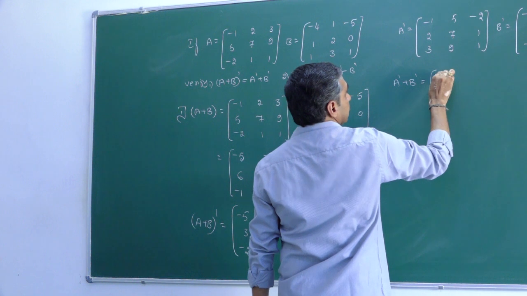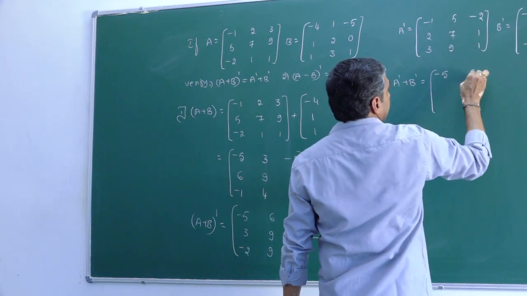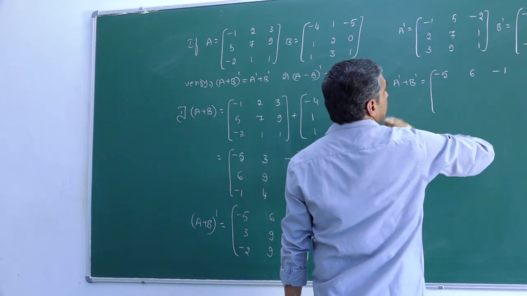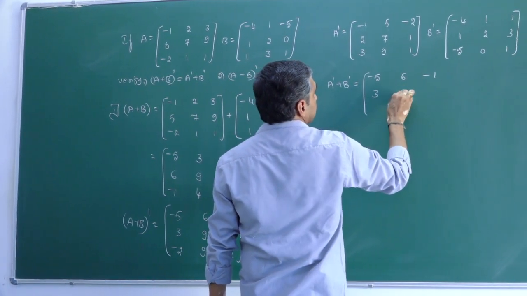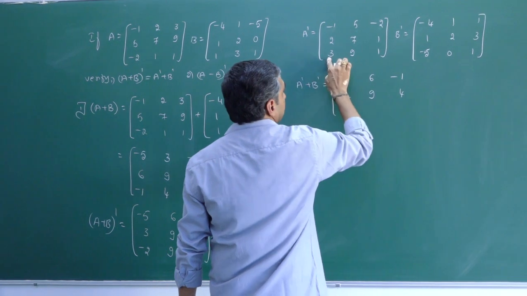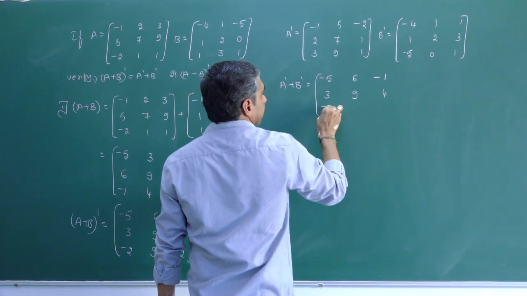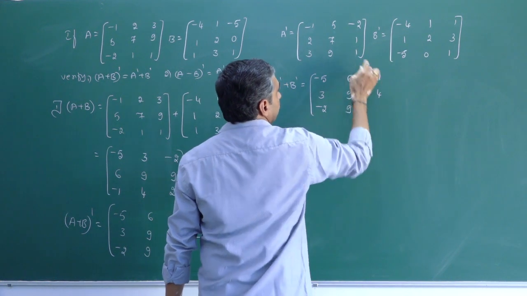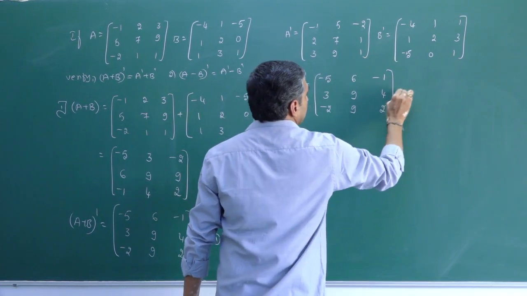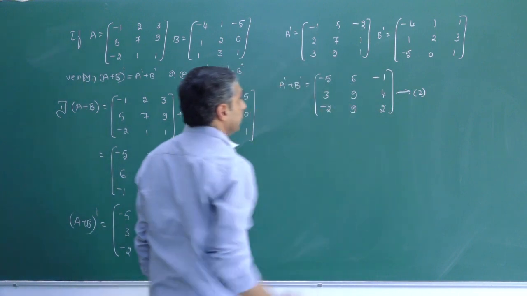Minus 1, minus 4, how much? Minus 5. 5 plus 1, 6, minus 2 plus 1, minus 1. 2 plus 1, 3, 7 plus 2, 9, 1 plus 3, 4. 3 minus 5, minus 2, 9 plus 0, 1 plus 1, it is 2. Now, this is the second one.